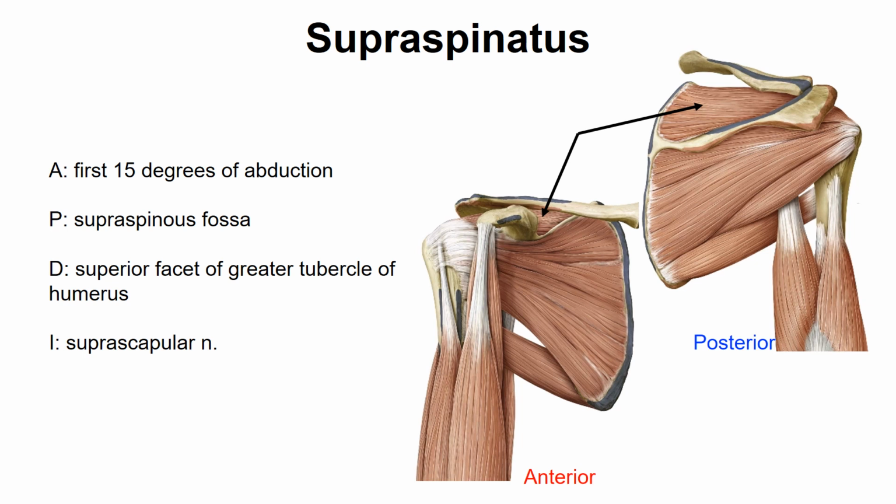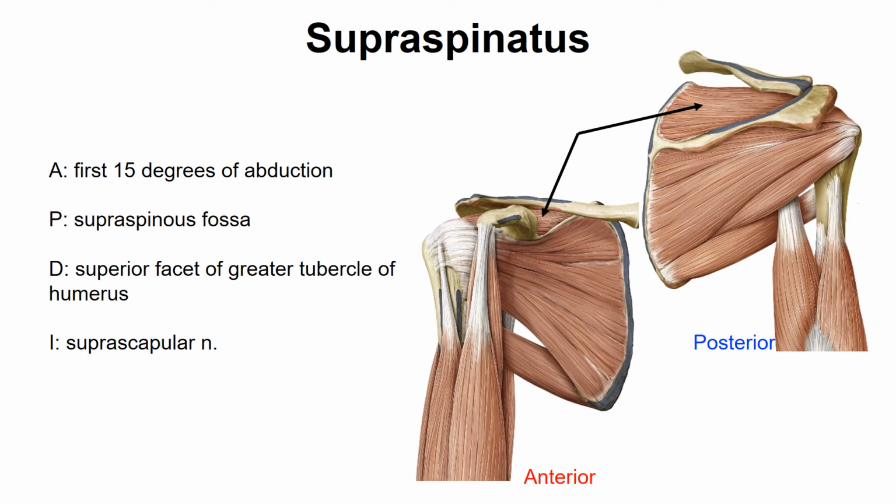It's going to sit within the supraspinatus fossa and is going to be innervated by the suprascapular nerves. So supraspinatus in the supraspinatus fossa, innervated by the suprascapular nerve. So all superior things. And then it's going to continue on to its distal attachment underneath the acromion, the clavicle, coracoid process, all the way over to the superior facet of the greater tuberosity.